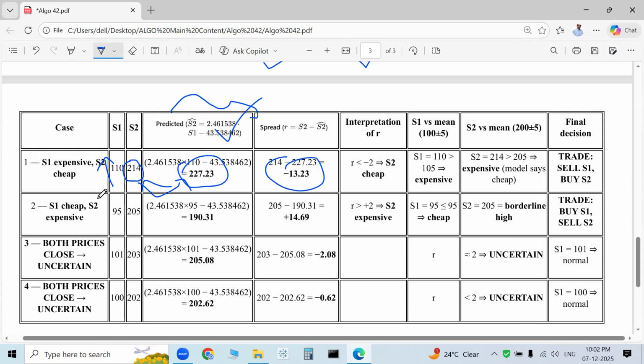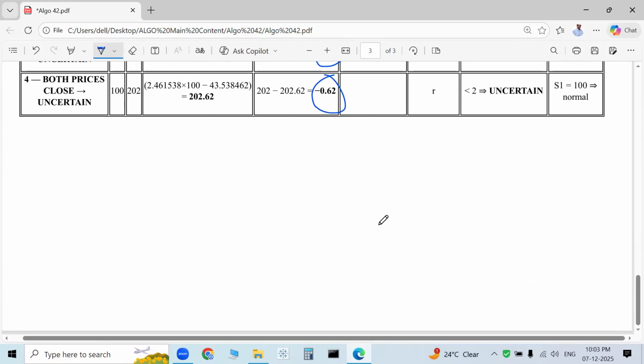Now similarly, S1 has moved to a lower side, but S2 was standing on the same side. First we find out the predicted value of S2 using this equation. Just put S1 in this equation and you will get the predicted value of S2. That means S2 is currently expensive and we must sell it and buy S1. And we get a reading like this. If this spread is very small, we are not going to trade. If this difference is very large, we are going to trade.